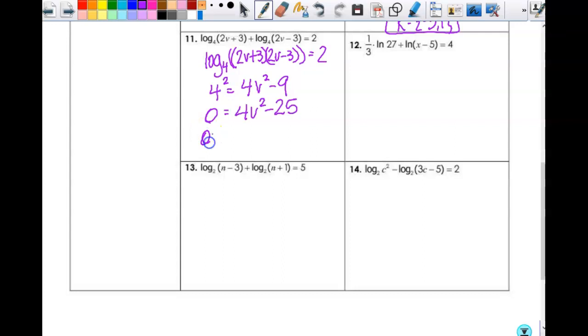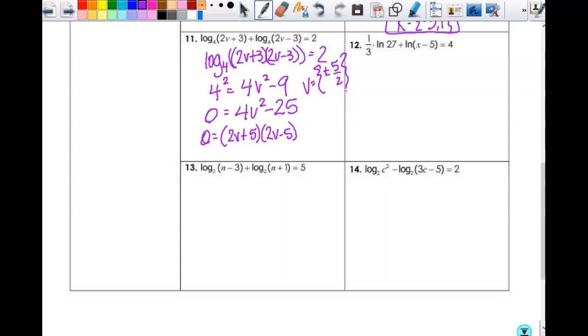Yes. So this is 0 equals 2v plus 5, 2v minus 5. So v is equal to plus or minus 5 halves. Still fine for you to write it like that, just as like Jenny said earlier, in Delta Math, you would have to separate them out if that's your answer.